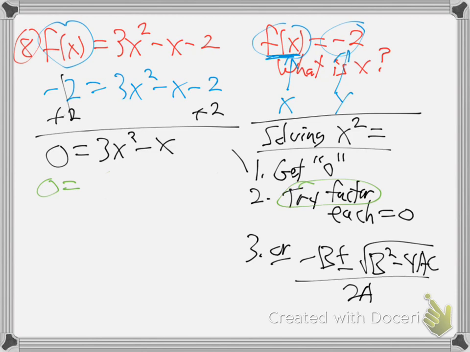So, is there a GCF? Is there something in common? Yeah, they both have an x, huh? Always do that first. Take out the x, x times 3x, x times -1. See how that would go back? That's the same thing. Good so far. So, factor, and then what? Each one equals 0. Remember that? Because if two things multiply to equal 0, either one could be 0.